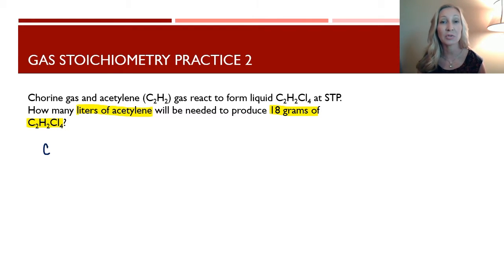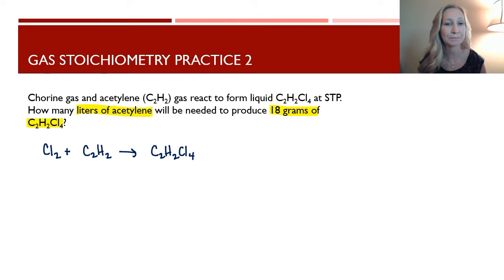The first thing I need to do to solve this is write out my equation. So this is a synthesis reaction. We have chlorine gas, which is diatomic, Cl2, reacting with acetylene, C2H2, to give us C2H2Cl4. Now if I want to balance this, I notice that I have 4 chlorines on the right, so I need 4 chlorines on the left, and then I'm just going to fill in 1s in the remaining compounds. So this is my balanced equation. Now I'm going to label A for the C2H2Cl4 because that's the compound that I know information about. I don't know information about the acetylene, and that's what I want to find, so I'm going to label that as B.